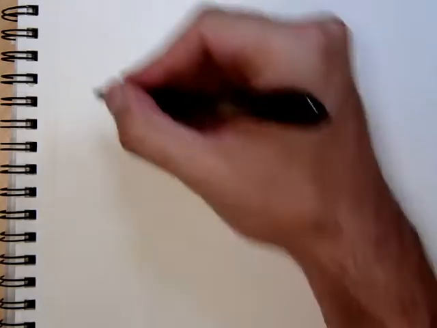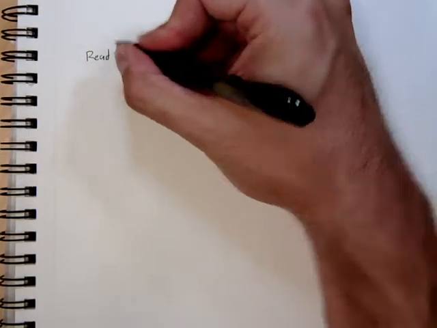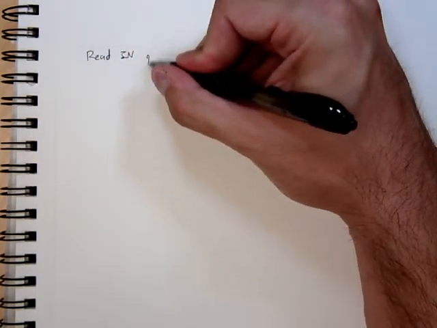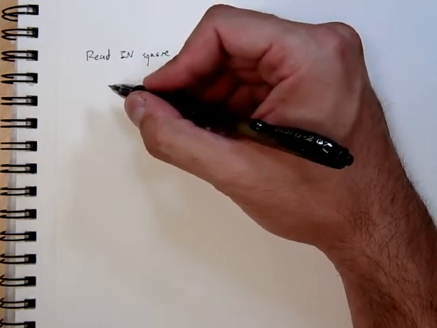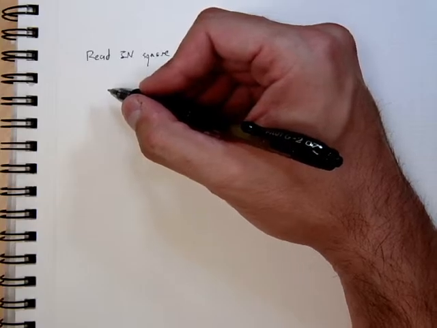So our pseudocode is like this. We read in a square. We're going to read in a value and we're going to call it square. And then, let's see. We're going to calculate the square root.